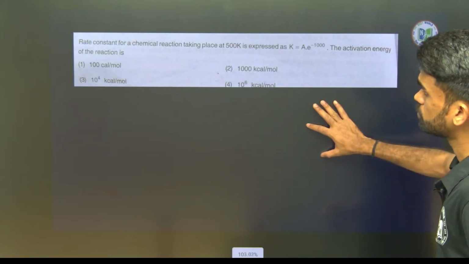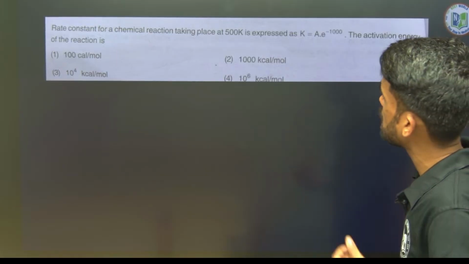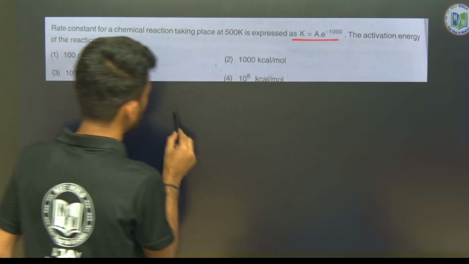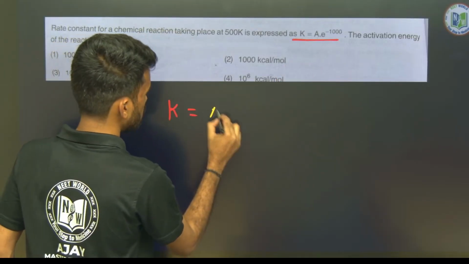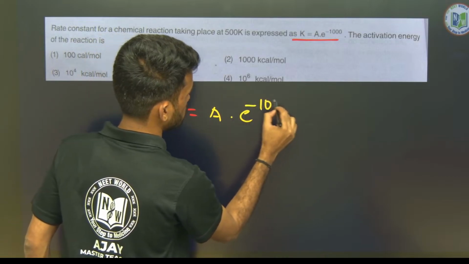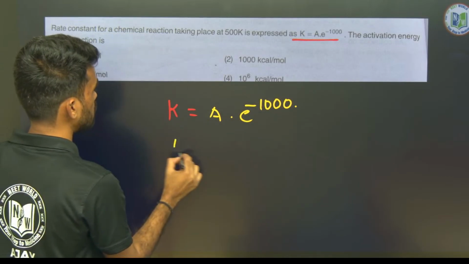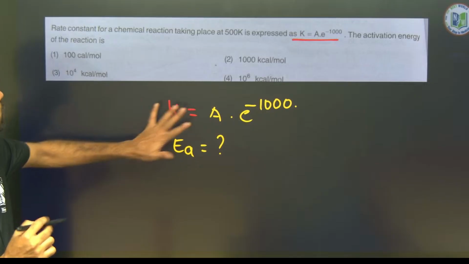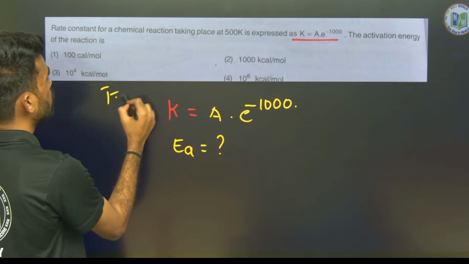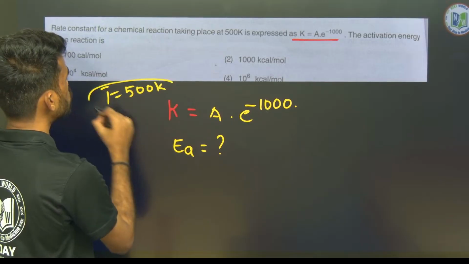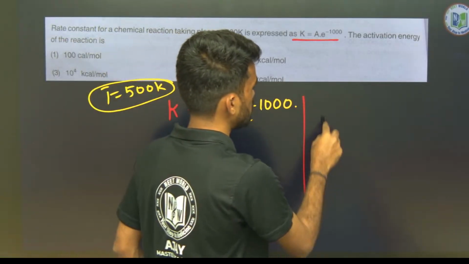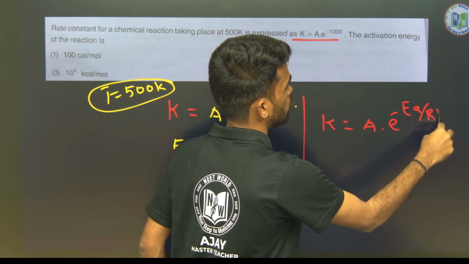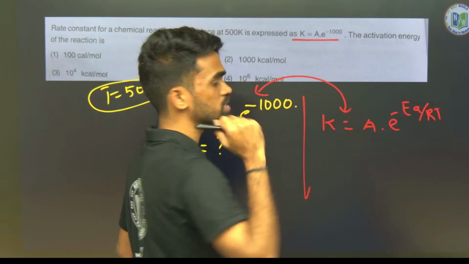Look at here. The rate constant for a chemical reaction taking place at 500 Kelvin is expressed as K equals A into e power 1000. Now, they are asking for the activation energy EA for this particular process. Temperature is mentioned as 500 Kelvin. So, just use the Arrhenius equation. K is equal to A e to the power minus EA by RT. So, try to compare these two things and get the value.